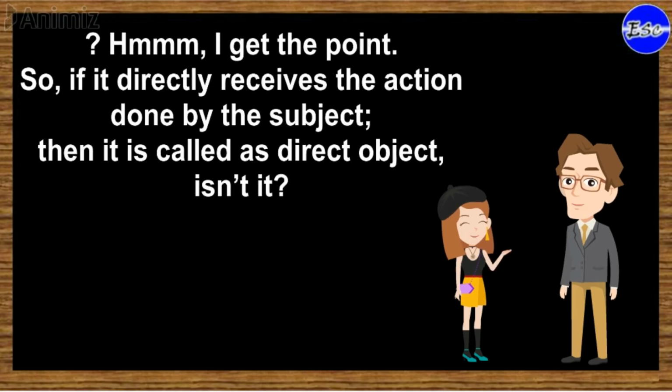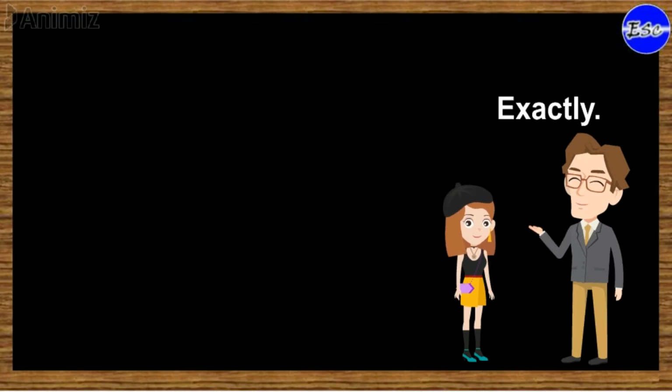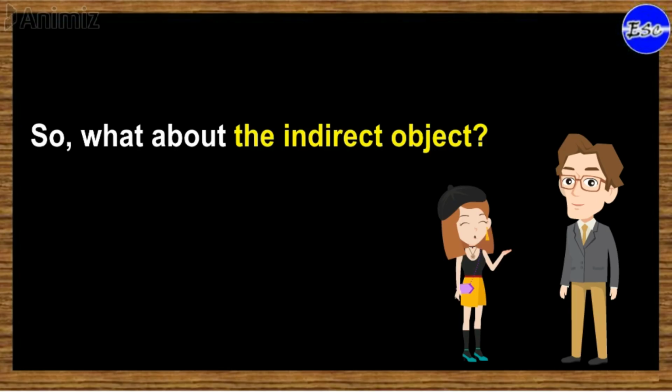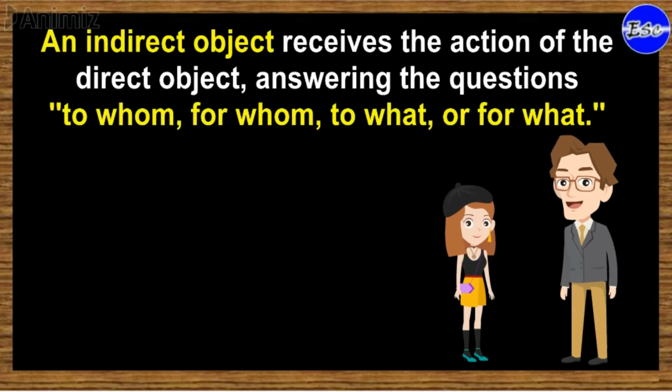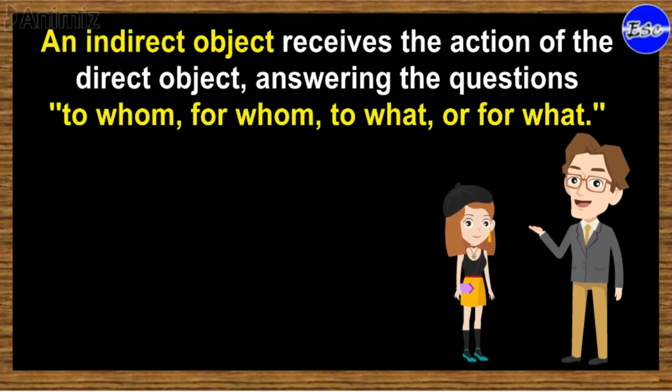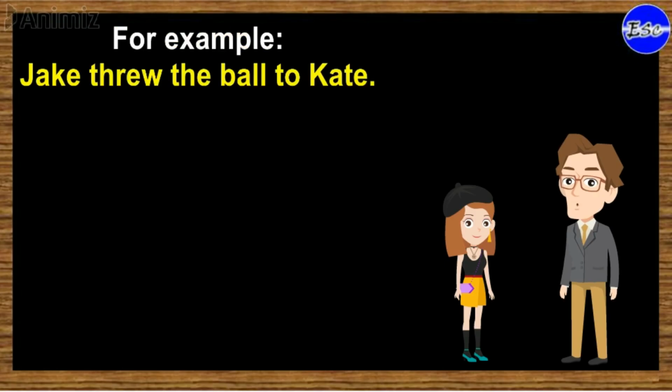I get the point. So, if it directly receives the action done by the subject, then it is called a direct object, isn't it? Exactly. So, what about the indirect object? An indirect object receives the action of the direct object, answering the questions, to whom, for whom, to what, or for what. For example, Jake threw the ball to Kate.